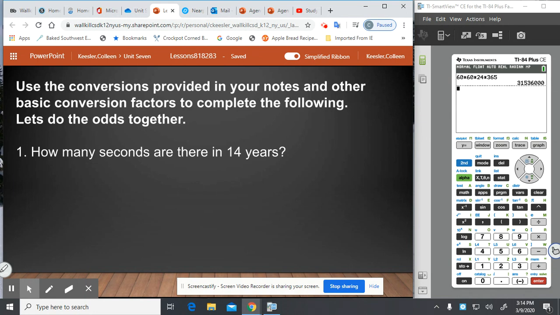So first we're starting out with how many seconds are there in 14 years. So we want to get 14 years to seconds. So I'm going to start with 14 years over 1. And we want to narrow that down to seconds.